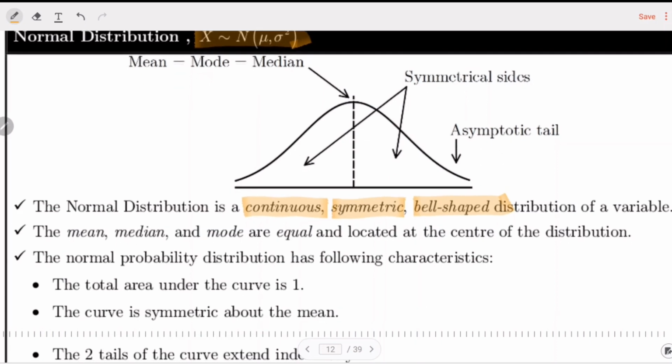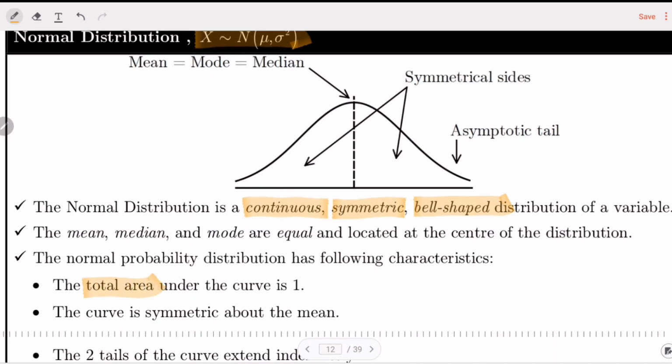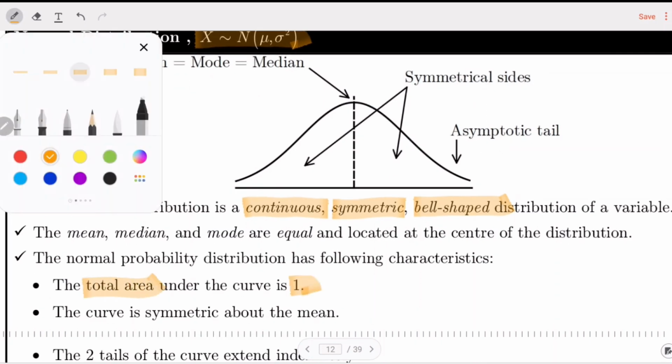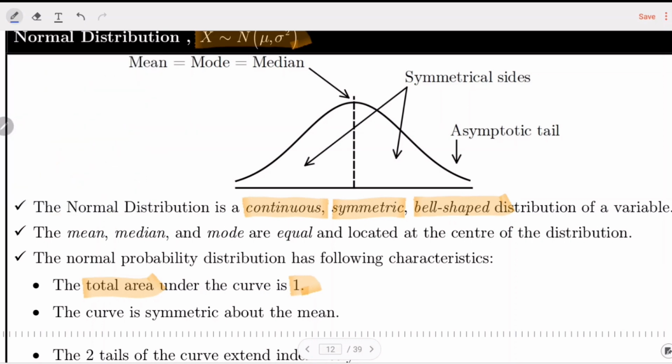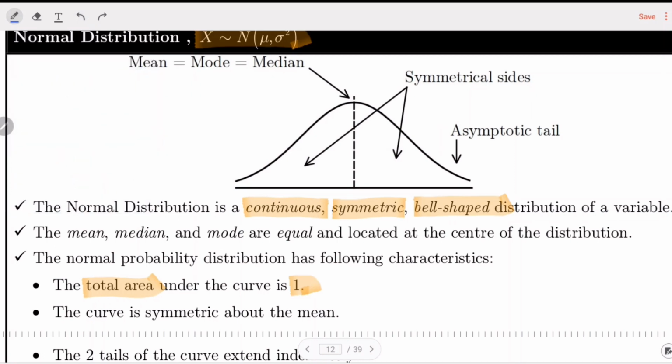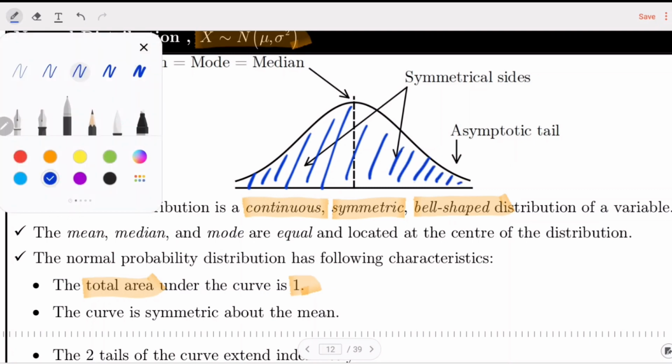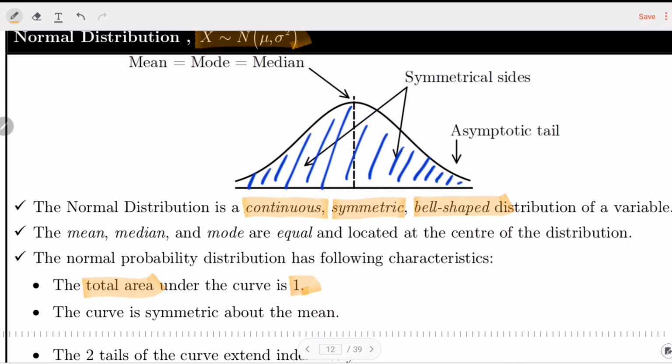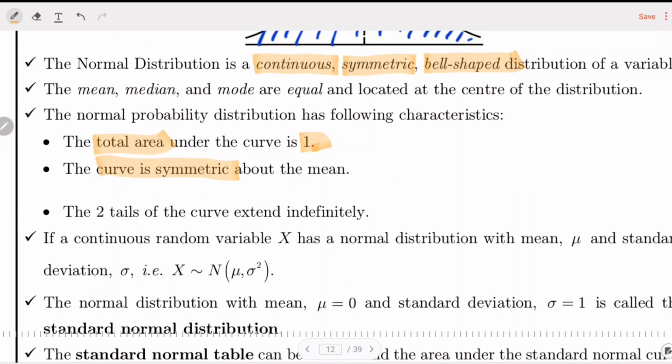The first one is the total area under the curve is 1, which means the shaded region, the area under the curve, is equal to 1. Then, the curve is symmetric about the mean. The two tails of the curve extend indefinitely.